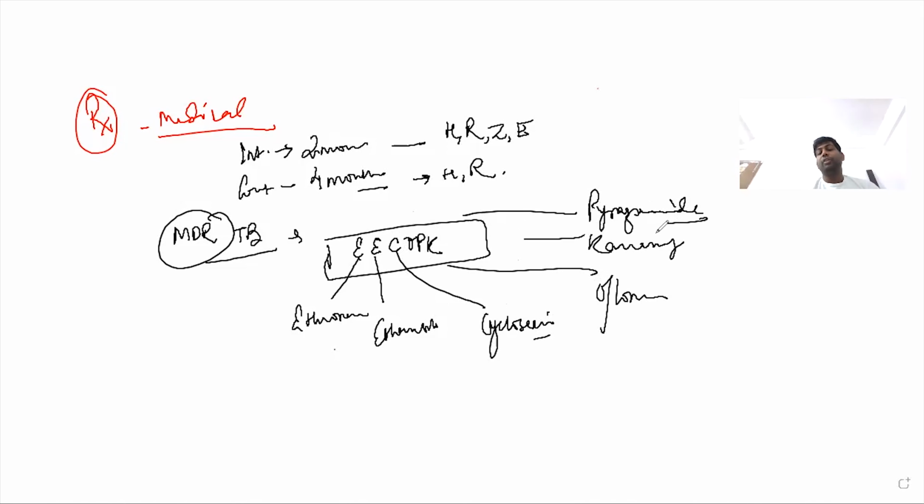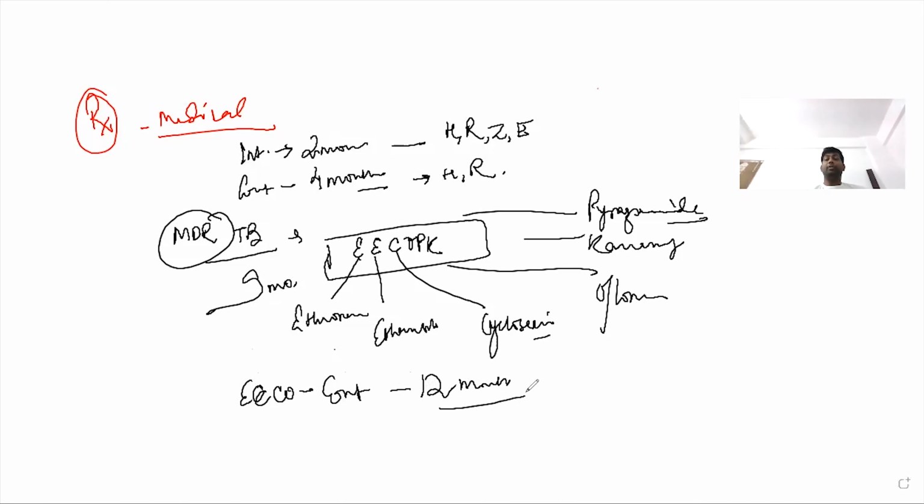This is what is given in the intensive phase. All these drugs are given in the intensive phase for 9 months, and only EECO are given in the continuous phase for 12 months. That is the medical treatment for genitourinary tuberculosis.